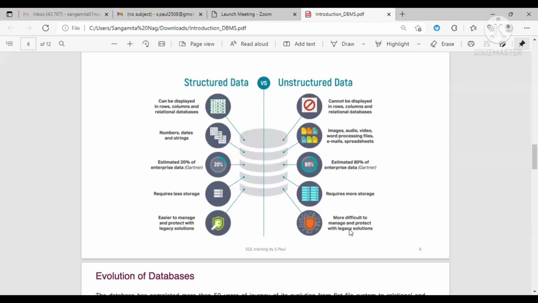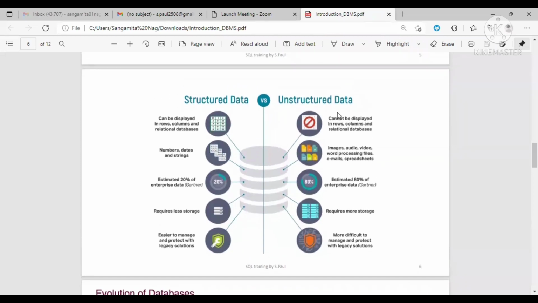And for unstructured data, we cannot use these traditional legacy solutions. We have to explore different ways, and that is the reason big data has come into the picture. Different processing engines like Spark are in the market now to process these huge volumes of data, and we have NoSQL databases so that we can store and process this unstructured data.